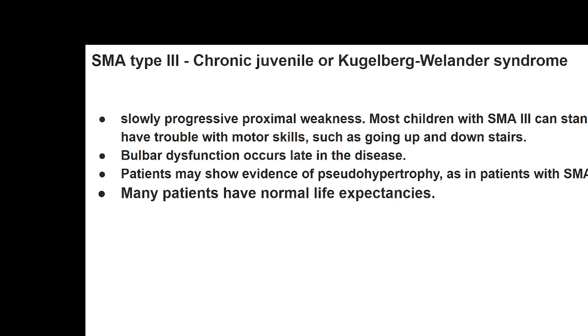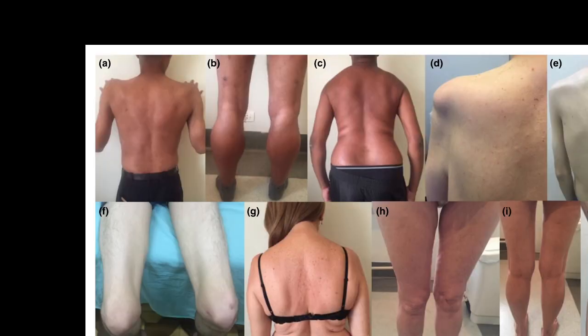Bulbar dysfunction may occur, in the sense that swallowing and speech effects may occur in the later period also. Patients may even show pseudohypertrophy as in type 2, and some of the patients can have normal life expectancies with the difficulties. With all the deformities, they can live to the normal extent. The usual clinical presentation in such patients is atrophy of the muscles in this area and pseudohypertrophy of the calf muscles.